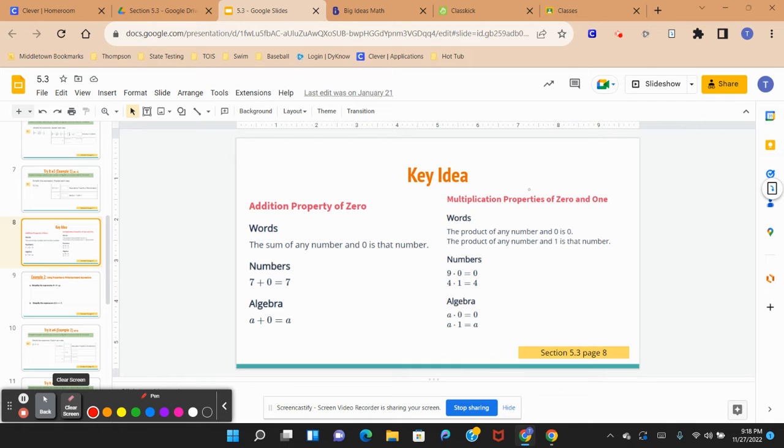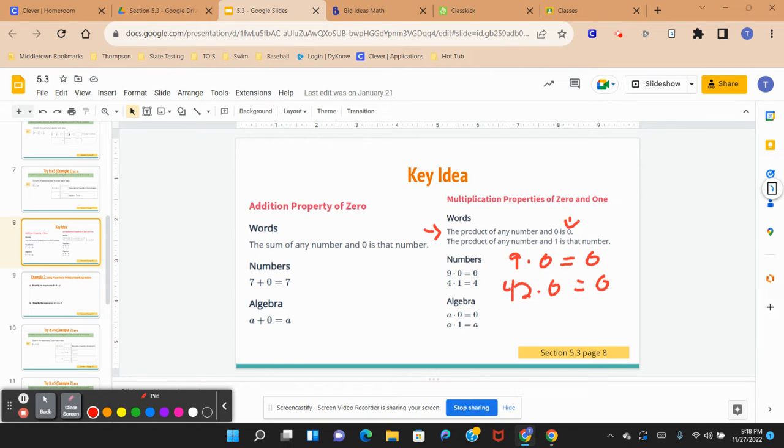If I did it with multiplication properties of 0 and 1, so if I did 9 times 0, my answer is 0. 42 times 0, my answer is 0. So the product of any number and 0 is always 0. That is the multiplication property of 0.